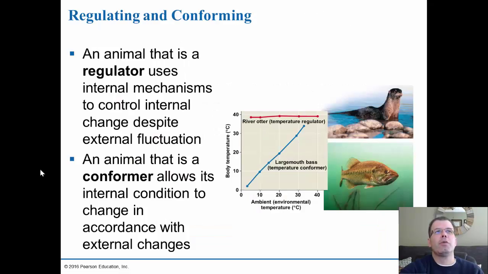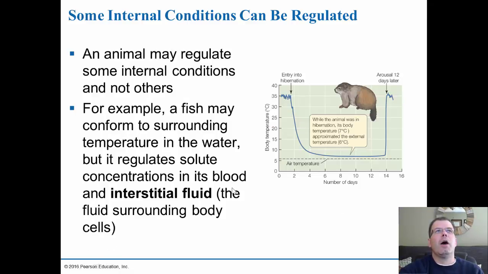Okay, and so a regulator is one that uses internal mechanisms to control the internal environment despite external fluctuation. And so again, the temperature stays the same, whereas a conformer is going to be one that responds to the external environment and changes their temperature based on the external temperature. Okay, and so that would be the idea. They conform to whatever the temperature is, whereas a regulator is going to be the same temperature no matter what the external environment is. And so again, endothermy versus ectothermy, and we're going to look at this more here in a minute.